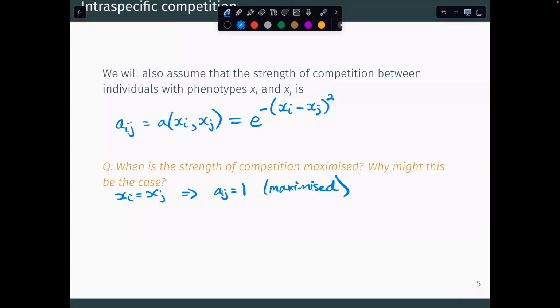First of all, what does xi equals xj mean in terms of these individuals? Imagine this is two individuals who've come into contact with each other, an individual with phenotype xi and an individual with phenotype xj. Xi is equal to xj, they have the same phenotype, okay? So if they have the same phenotype, why might you expect competition to be maximized, as opposed to different individuals who have a different phenotype?